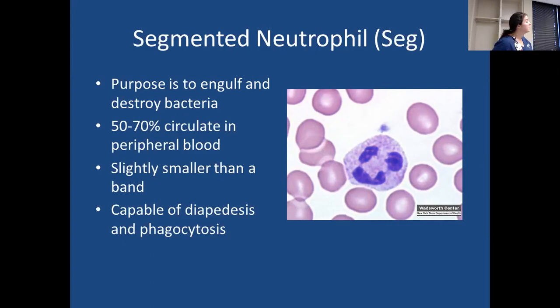And again, because it is the most mature cell, it is smaller in size, right? If you put a segmented neutrophil next to a myeloblast, myeloblast being the most immature, the myeloblast is going to be significantly larger, right? So your segmented neutrophil is smaller in size because it has gone through the maturation sequence. Again, it is considered a white cell. It's a granulocyte. It's capable of diapedesis, and again, very involved in our phagocytosis.